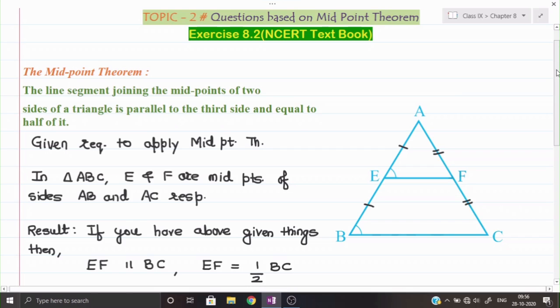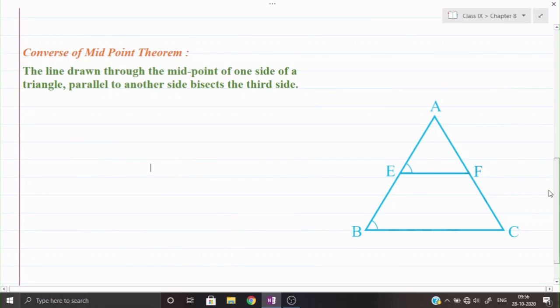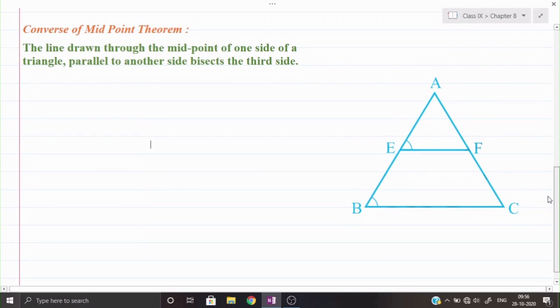Now we shall learn what the converse of the midpoint theorem is. The converse statement you can see first. What statement are they giving? The line drawn through the midpoint of one side of a triangle parallel to another side bisects the third side. Now with the help of the statement alone, everything will not be clear, so I will explain with the help of one figure.